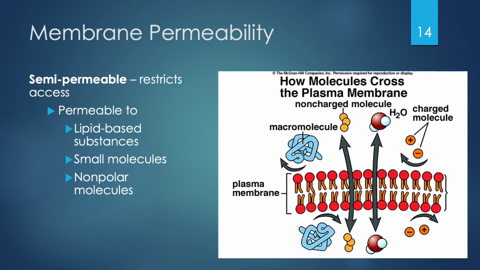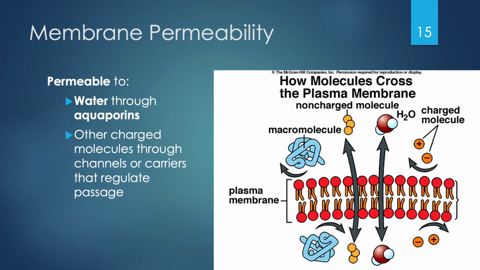So the plasma membrane being selectively permeable means that it's also semi-permeable, meaning that it's going to allow some things to enter and restrict access to others. So it's permeable or permissible. It allows passage of lipid-based substances, some small molecules, and non-polar molecules. Water molecules have a unique opportunity to pass through the wall, and they pass through something called an aquaporin. Aqua meaning water and porin meaning pore, right? So it passes through water pores. Now, other charged molecules are going to have to take other mechanisms that come through the plasma membrane, and these are more regulated. We'll talk about these coming up.